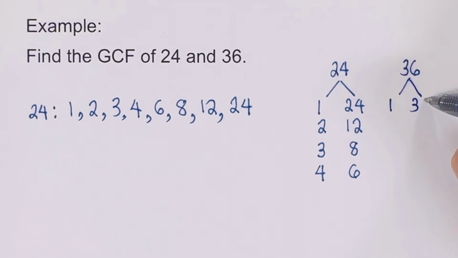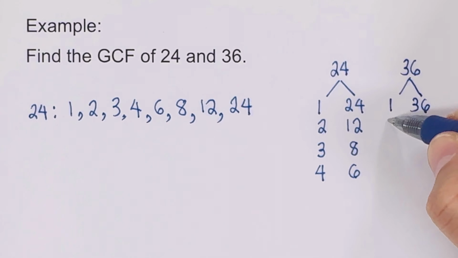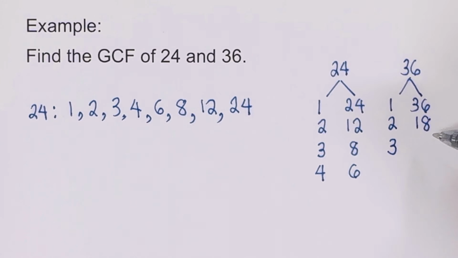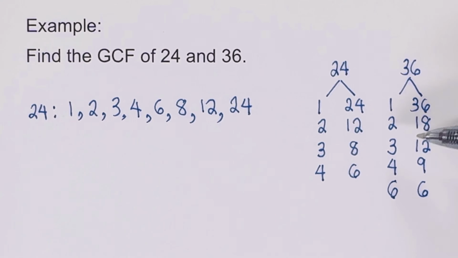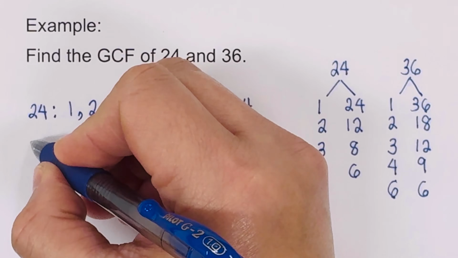So 1 times 36. 2 works with 36, and that would be 2 times 18. 3 works with 36. That is 3 times 12 is 36. 4 works with 36, so that is 4 times 9 is 36. 5 doesn't work with 36. However, 6 works with 36, and that is 6 times 6. So pretty much these are the factors of 36. So I will write it down here.